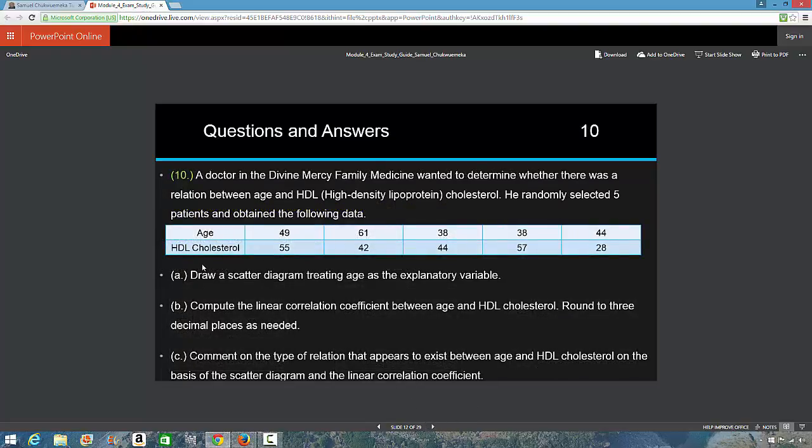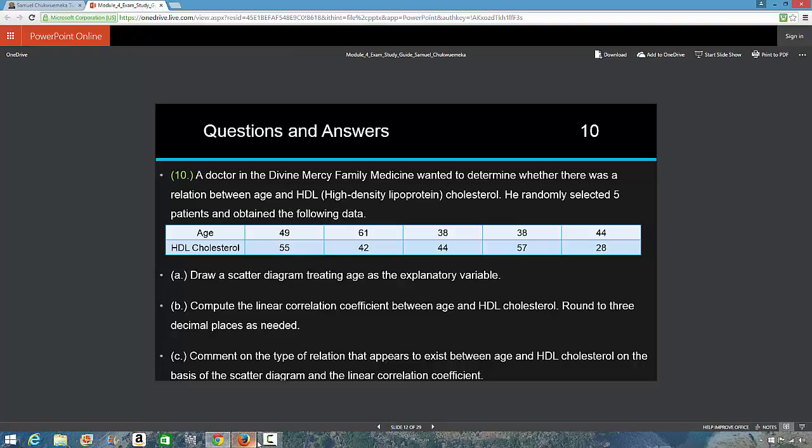Question 10. A doctor in the Divine Mercy Family Medicine wanted to determine whether there was a relation between age and HDL. HDL means high density lipoprotein cholesterol, and LDL is the low density lipoprotein cholesterol. He randomly selected 5 patients and obtained the following data. So draw a scatter diagram treating age as the explanatory variable.